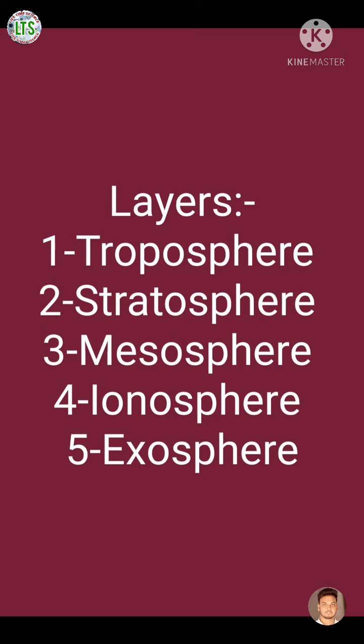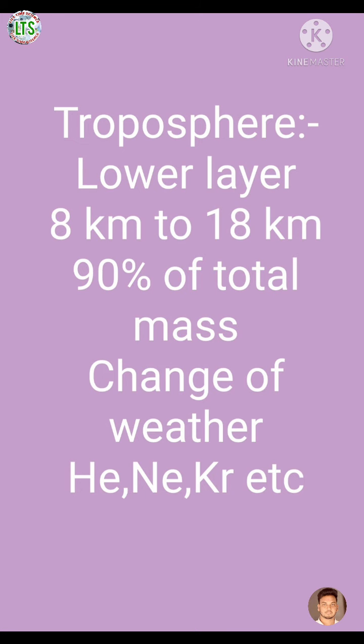Next, what are the layers of atmosphere? There are 5 concentric layers of atmosphere. First is your troposphere. Second is stratosphere, third is mesosphere, fourth is heterosphere, which is also called as a thermosphere or ionosphere, and fifth is your exosphere. So we'll discuss all the layers briefly.